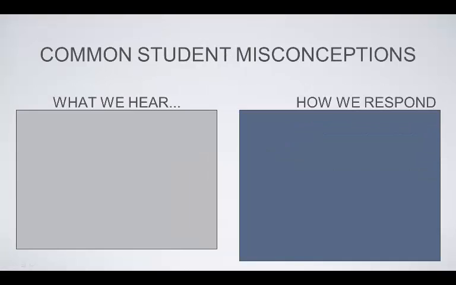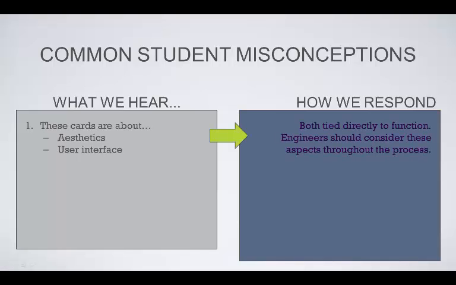While most often the cards are well received and students feel they are very helpful, an occasional student will find the cards constraining for their own processes. This is probably because that student has their own strategies that they are aware of and using, and the strategies conflict. There are some misconceptions about the cards that we would like to combat to clear up the understanding of intended use. What we hear, number 1: these cards are about aesthetics, user interface, how we respond. Both tie directly to function. Engineers should consider these aspects throughout the process.